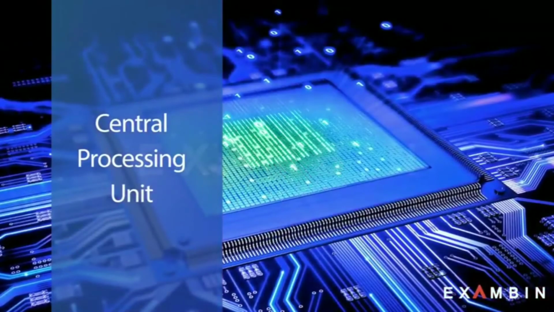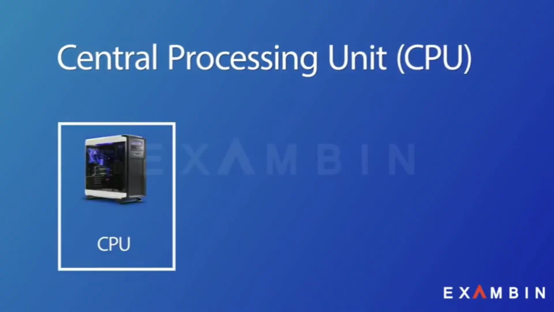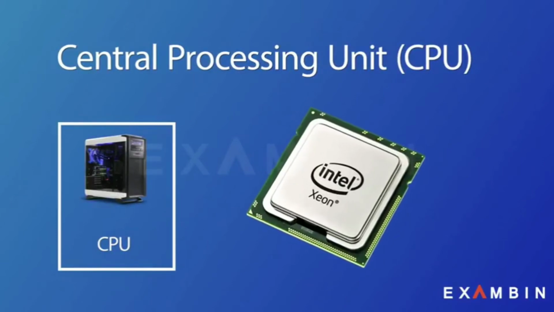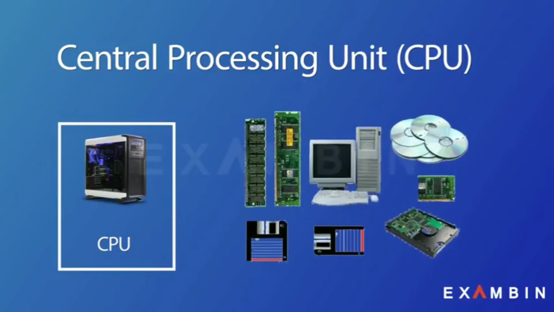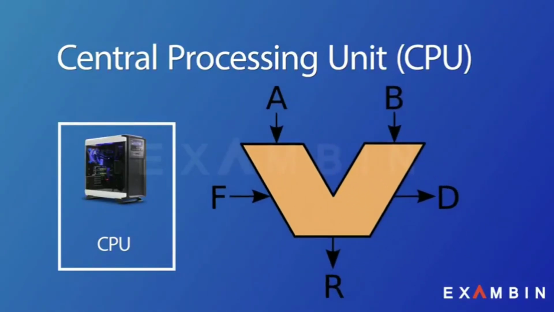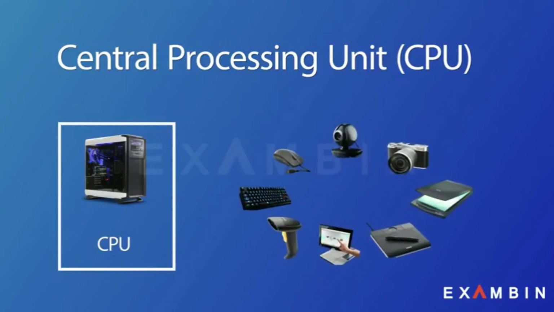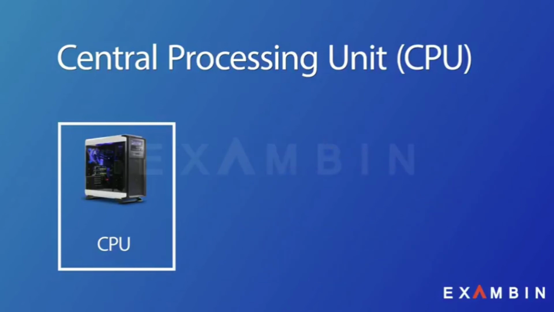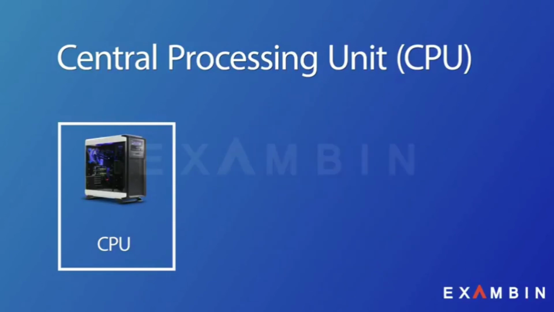Let us see some information about the central processing unit. The central processing unit is the main unit inside the computer, responsible for all events inside the computer. It controls all internal and external devices and performs arithmetic and logic operations. The control unit and arithmetic and logic unit of a computer system are jointly known as the central processing unit. The CPU is the brain of the computer system.